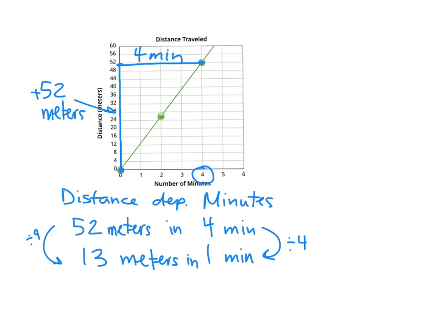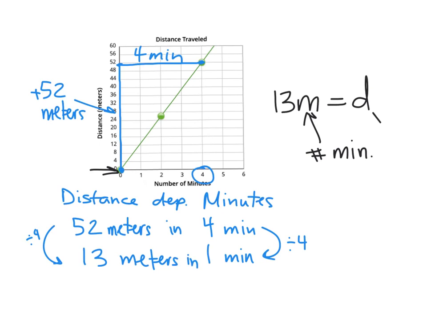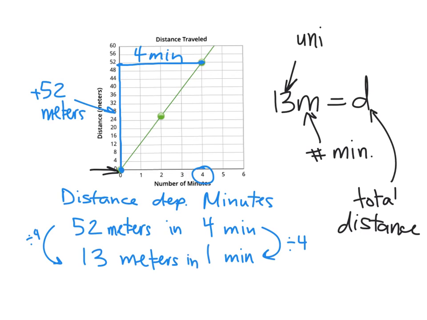So I'm going to write my equation. I'm going to start by thinking about what my initial value is, what they start at. And in this problem, they start at 0. So there's no starting distance. It just changes 13 meters every minute, and that will be our distance. So M is the number of minutes. D is the total distance. And 13 is our unit rate. And that would be our equation.